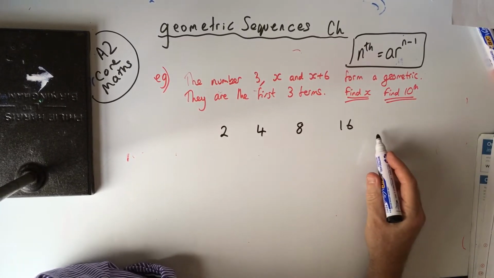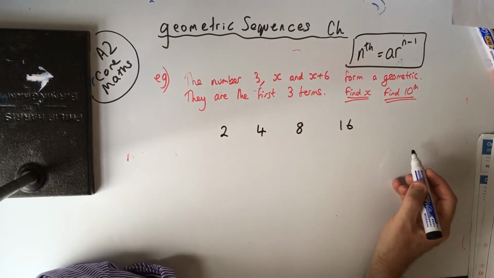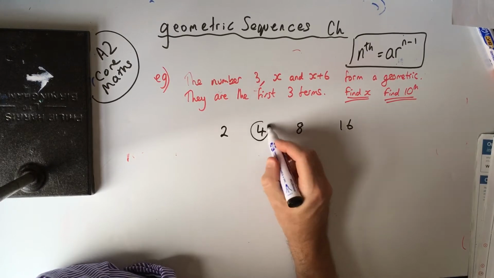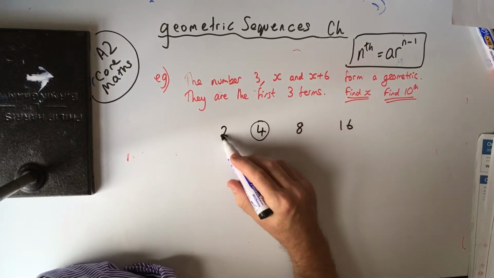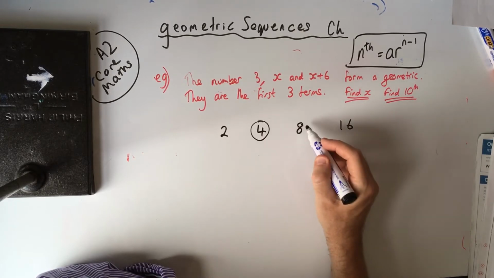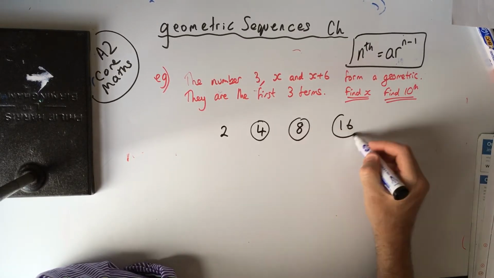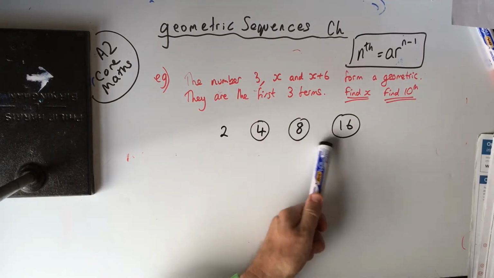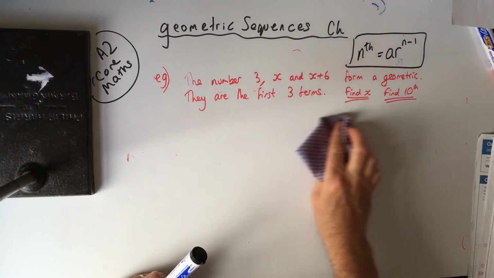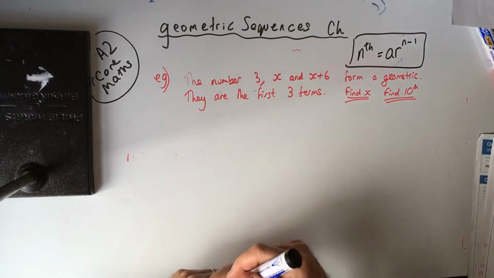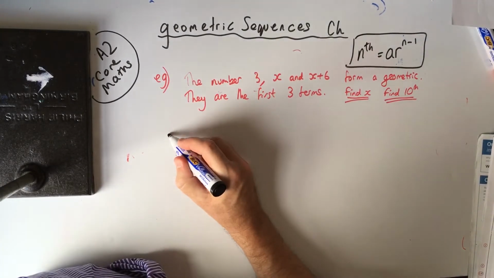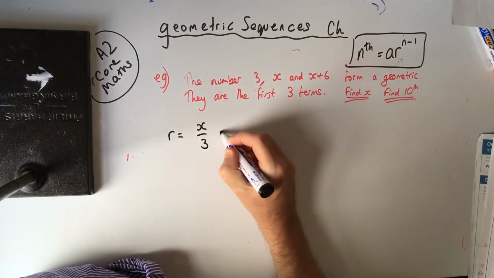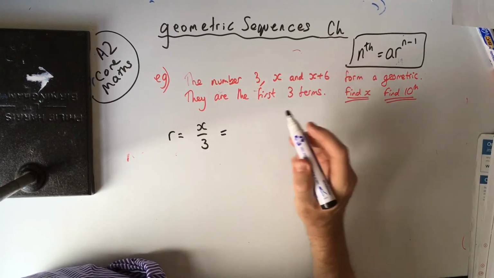How do you find the common ratio? Well, we can just see that it's timesing by 2, but a way of finding it, if it wasn't blindingly obvious, is to take a term and divide it by the one before. So 4 divided by 2 is 2, and I could do that with any 2 terms. 8 divided by 4 is 2, 16 divided by 8 is 2. So dividing by the term before will always give you the common ratio. So for this question, the common ratio is going to be x divided by 3, isn't it? But it's also going to be equal to x plus 6 divided by x.